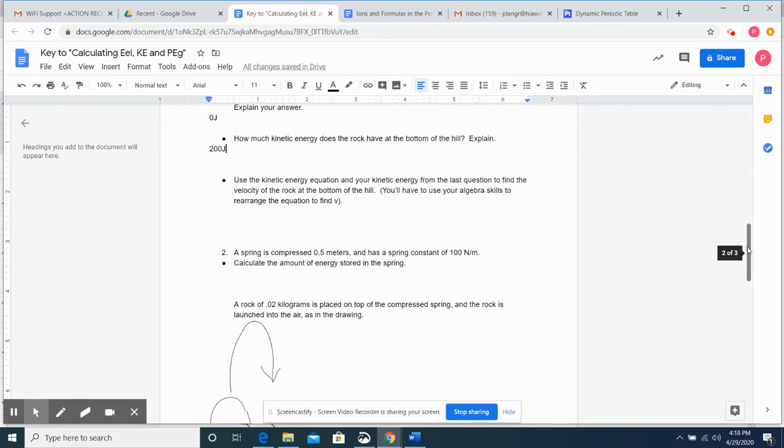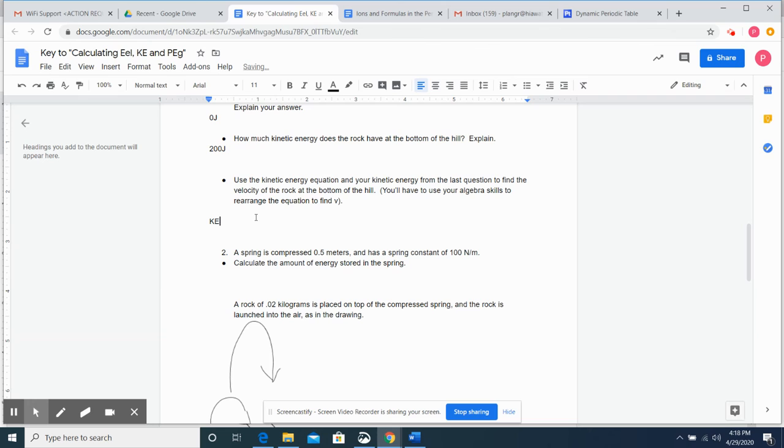But you have to be thinking through, like you did with the pie charts, how is the energy stored? The potential energy is now stored as kinetic energy at the bottom of the hill. So now we have to use the kinetic energy equation and that kinetic energy to find the velocity of the rock at the bottom of the hill.